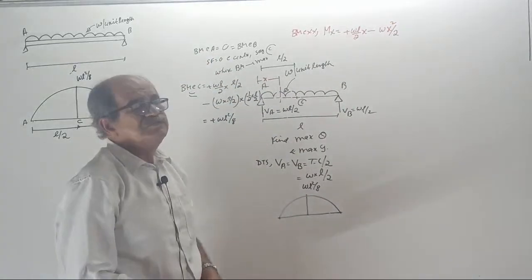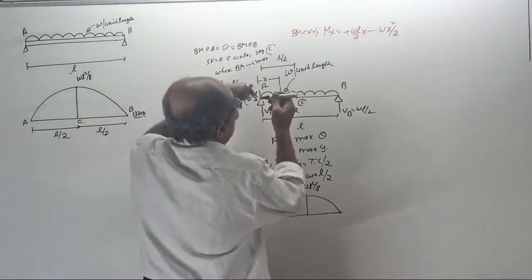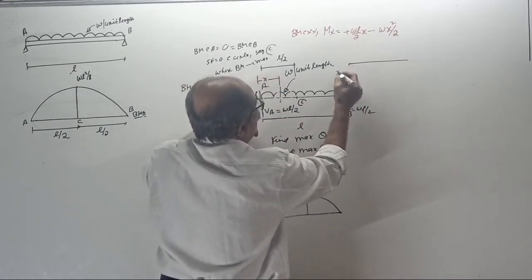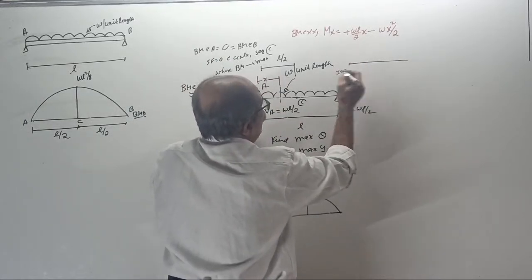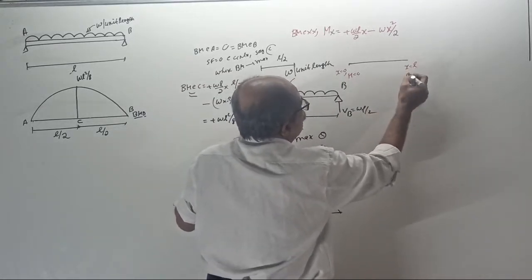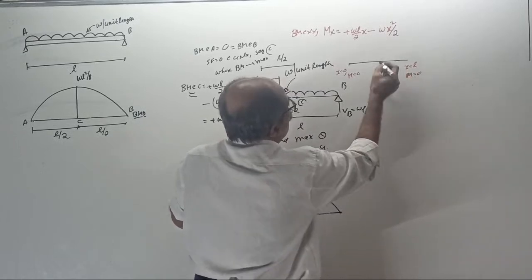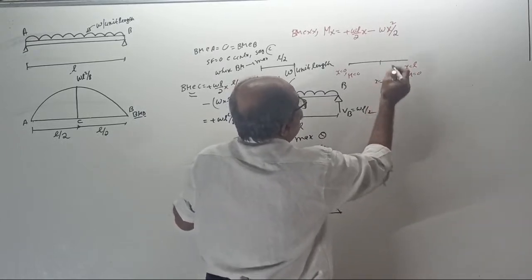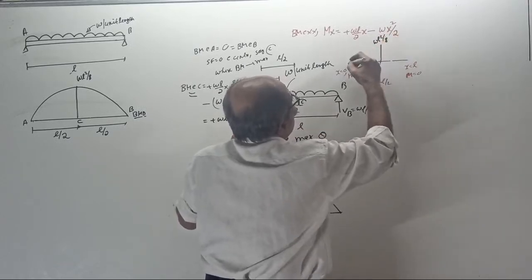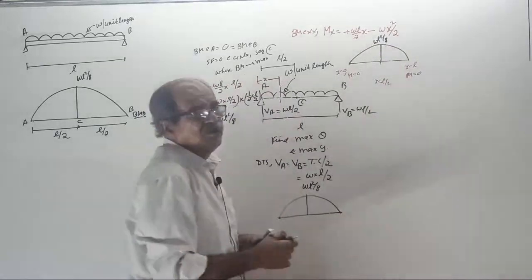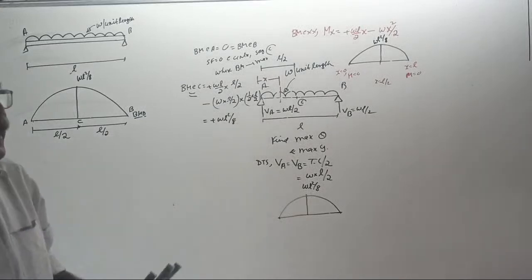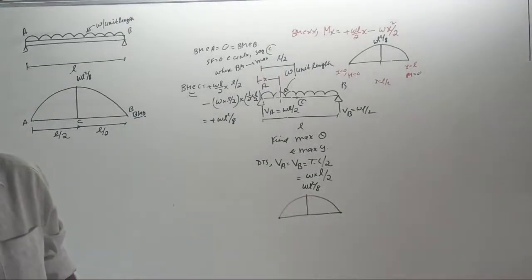Second degree parabola. When you put X equal to 0 at A, your BM becomes 0. When you put X equal to L at B, BM becomes 0. And when you put X equal to L/2, BM becomes WL square by 8. So it is a bending moment diagram like this. Clear now? These are all important concepts. So many people sometimes make mistake in the curve.